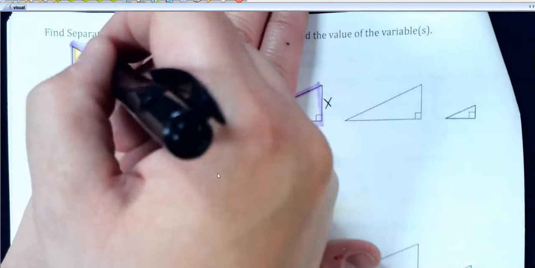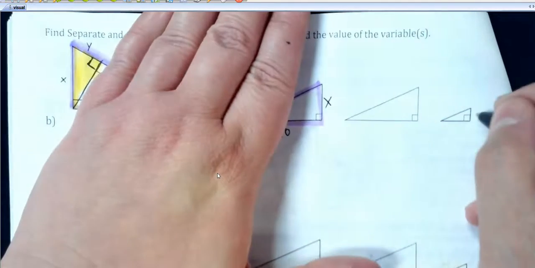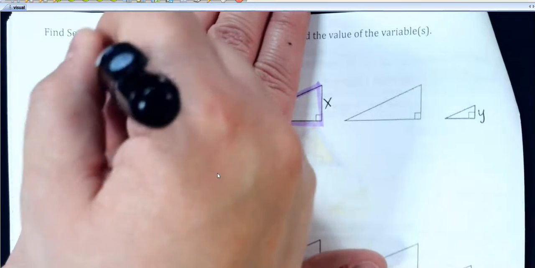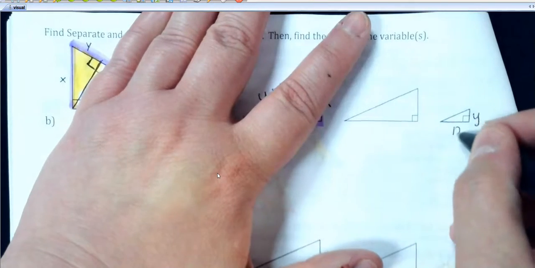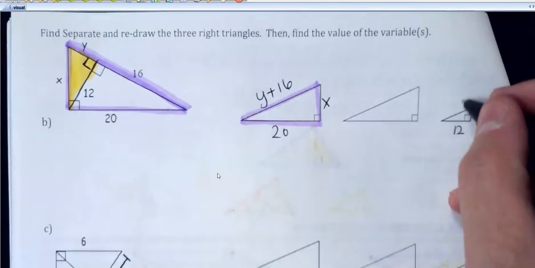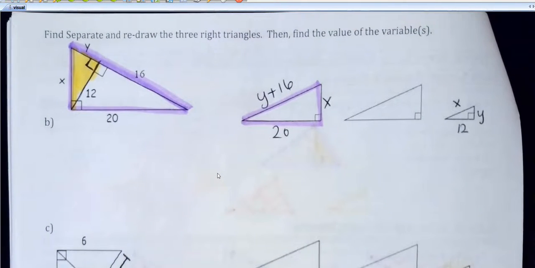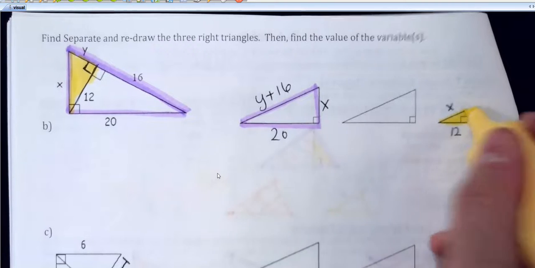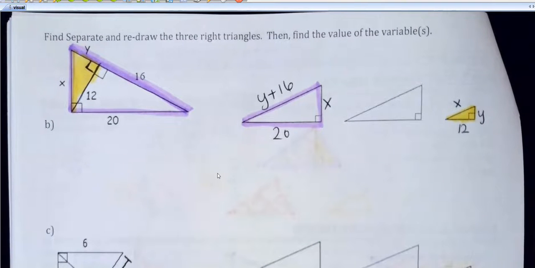Okay, the short leg there is going to be y. The long leg in here is the height of the original triangle, which is 12. And the hypotenuse is always across from the right angle, so that would be x. Forgive me, I didn't color this. Okay, now, my medium-sized triangle.